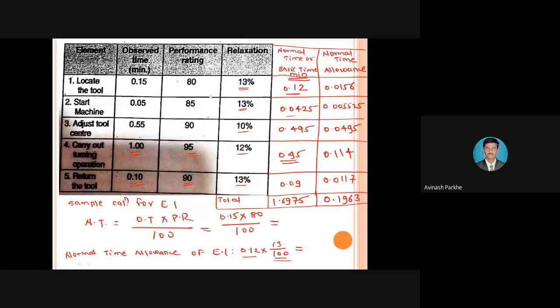Now, in the second last column, I have calculated the total normal time. But on that particular total normal time, the relaxation allowances are given. Therefore, in the last column, once again I have calculated the normal time allowances and made the additions. Now I have to calculate the standard time.